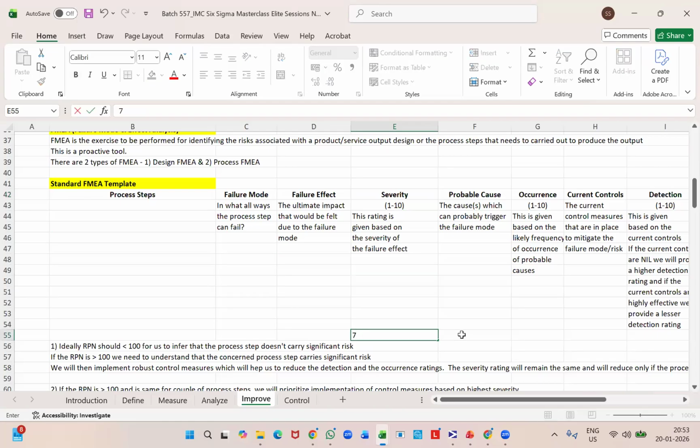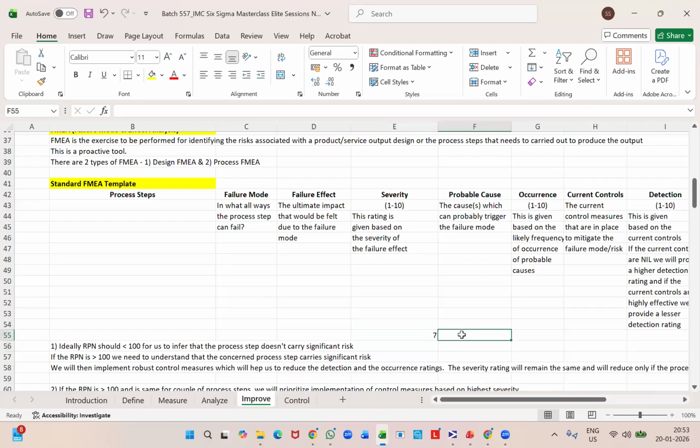I told you that if it is going to result in loss of business opportunities, we need to give a severity rating in the range of 7 or 8. Only if it is going to result in loss of human life, then we need to give a severity rating in the range of 9 or 10. So here, at maximum, it might result in loss of some business opportunities. So I'm giving a severity rating of 7.